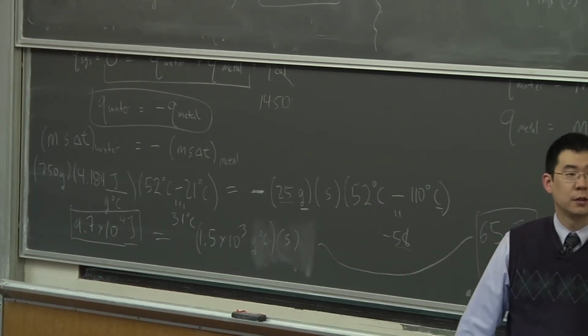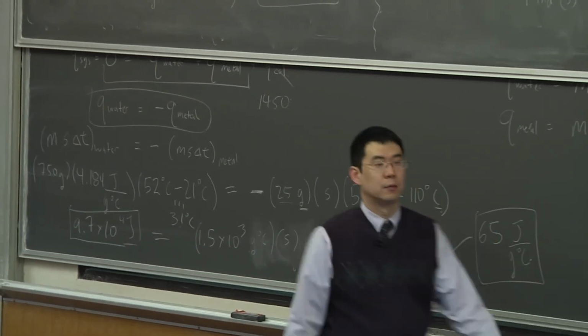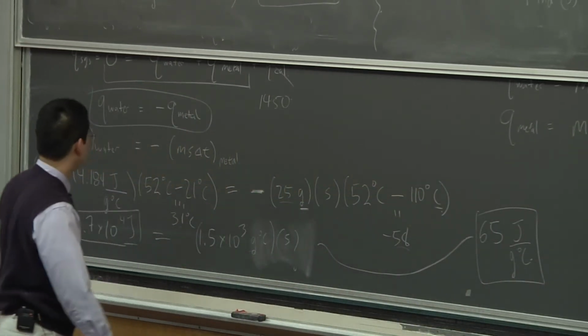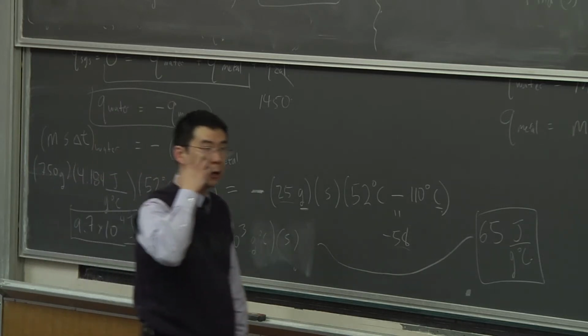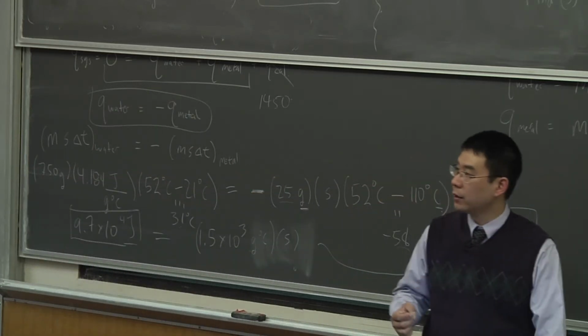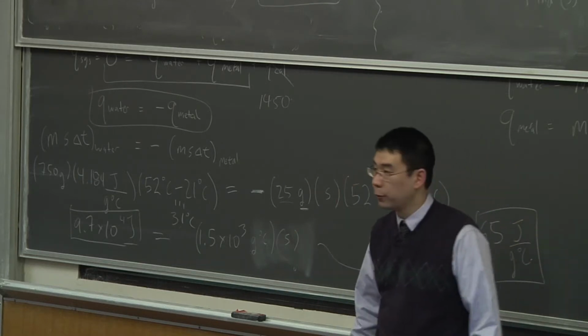You have a question? Yeah, let's take a question first. Can you just put negative Q equals 25 times S times negative 58? Negative Q water, so yeah. 9.7 times 10 to the 4 equals 25 times S times negative 58. Can you get the answer that way? Yeah, I mean that's essentially the same calculation. We'll do some more practice problems.